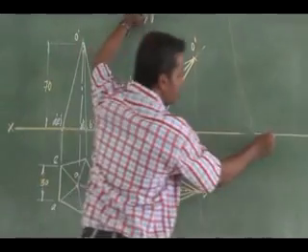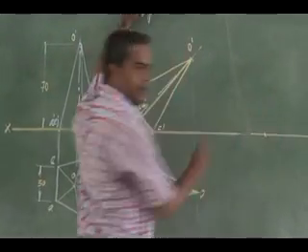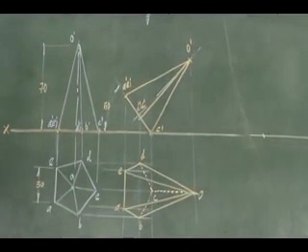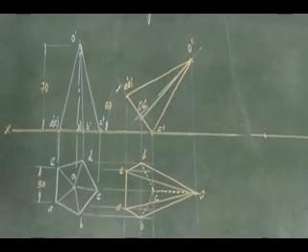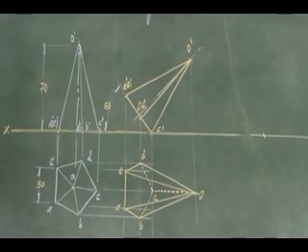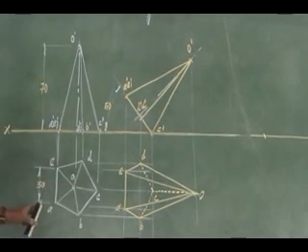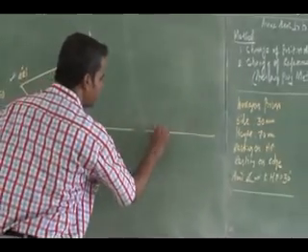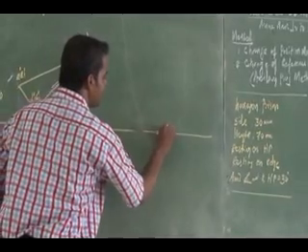So which one now do I have to keep on the reference line? Either corner or edge. It is resting with what? It is resting with edge. So since it is resting with edge, what is the edge here? I have edge AE. So AE I have to mark on the reference line.